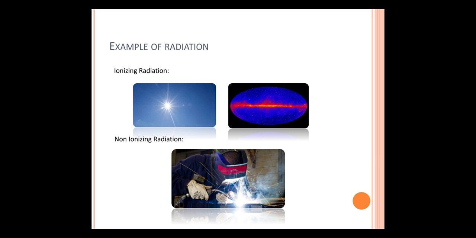Examples of radiation: ionizing radiation, ultraviolet rays from the sun, and gamma rays. While for non-ionizing radiation, an example of it is the welding process and it can damage the skin. Next.